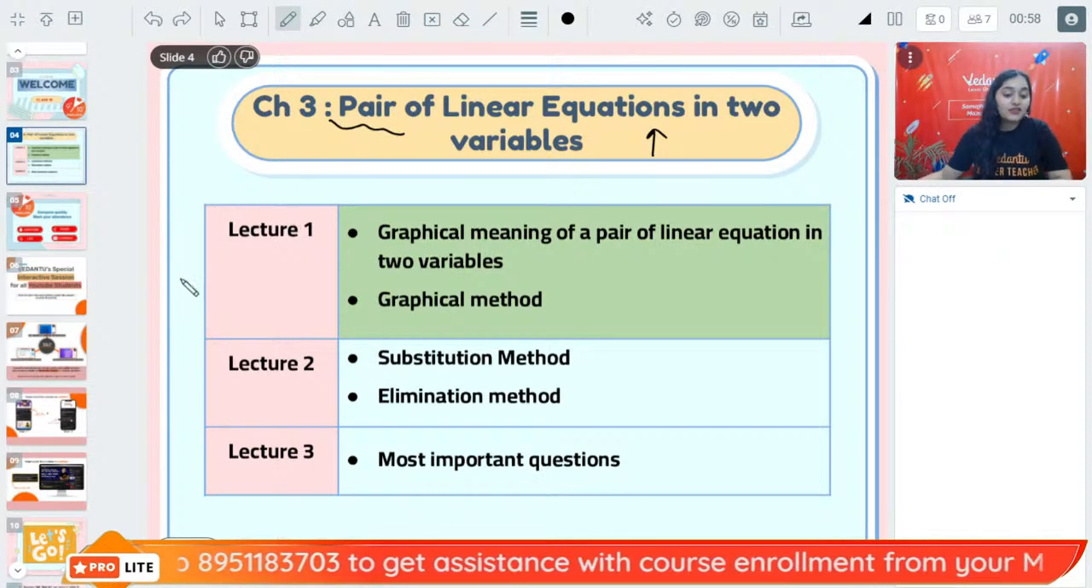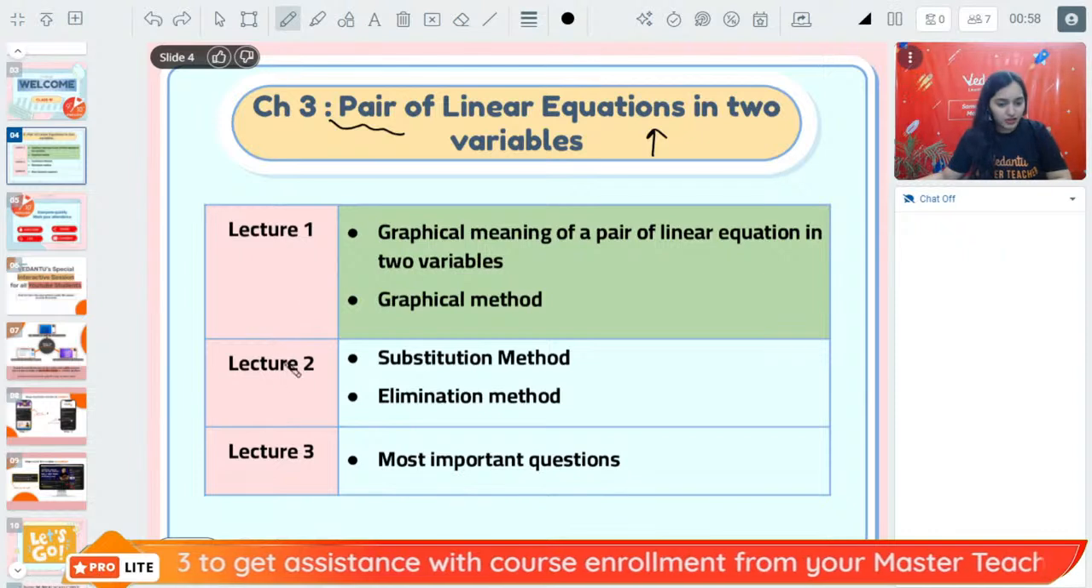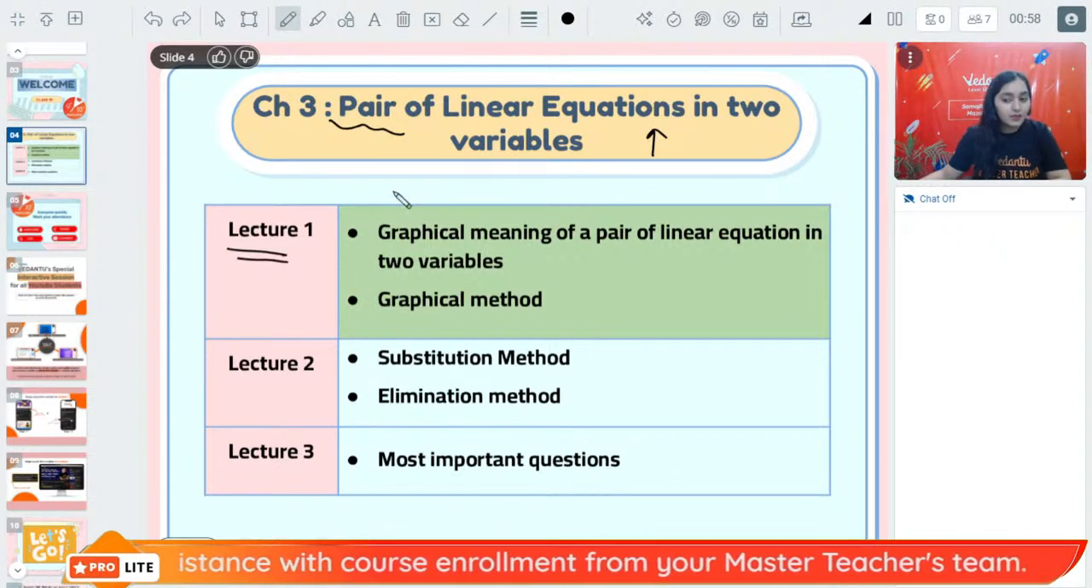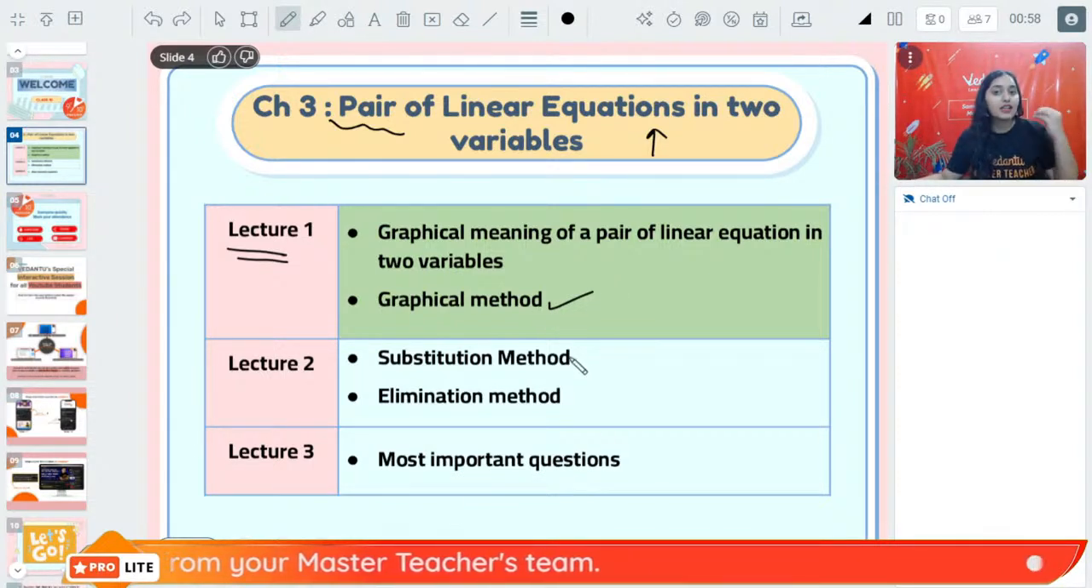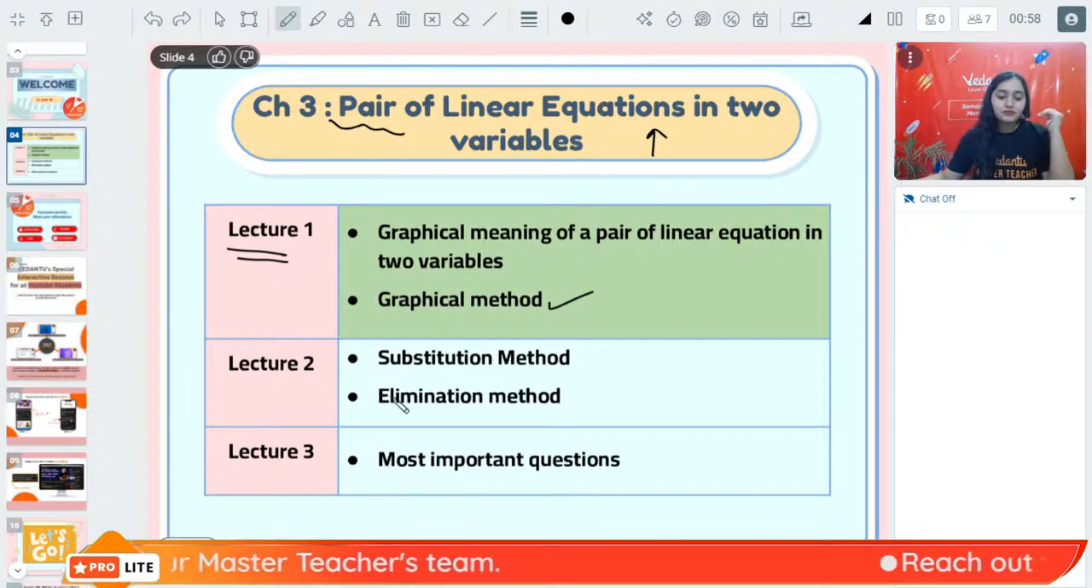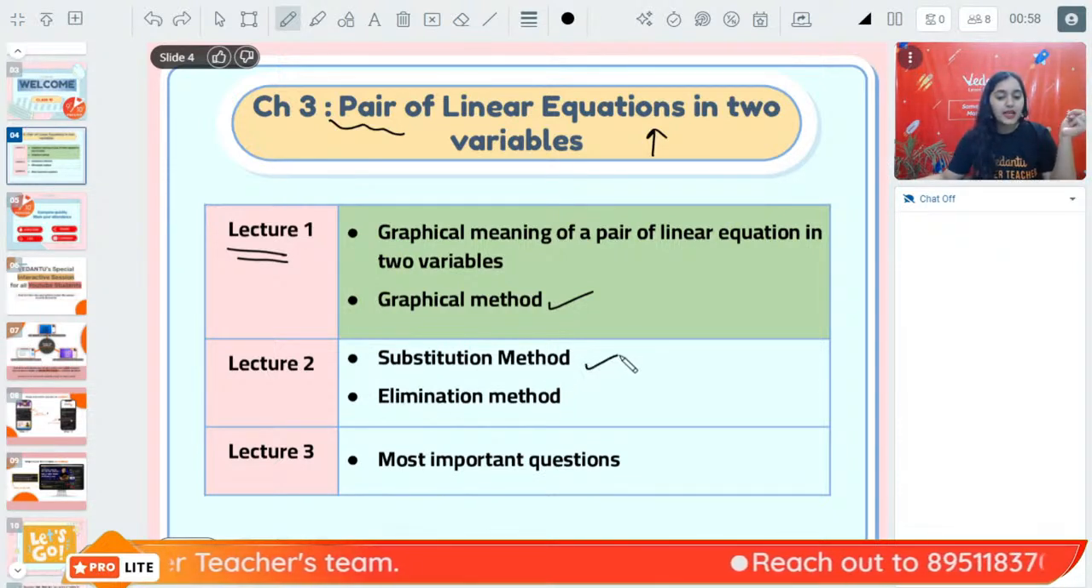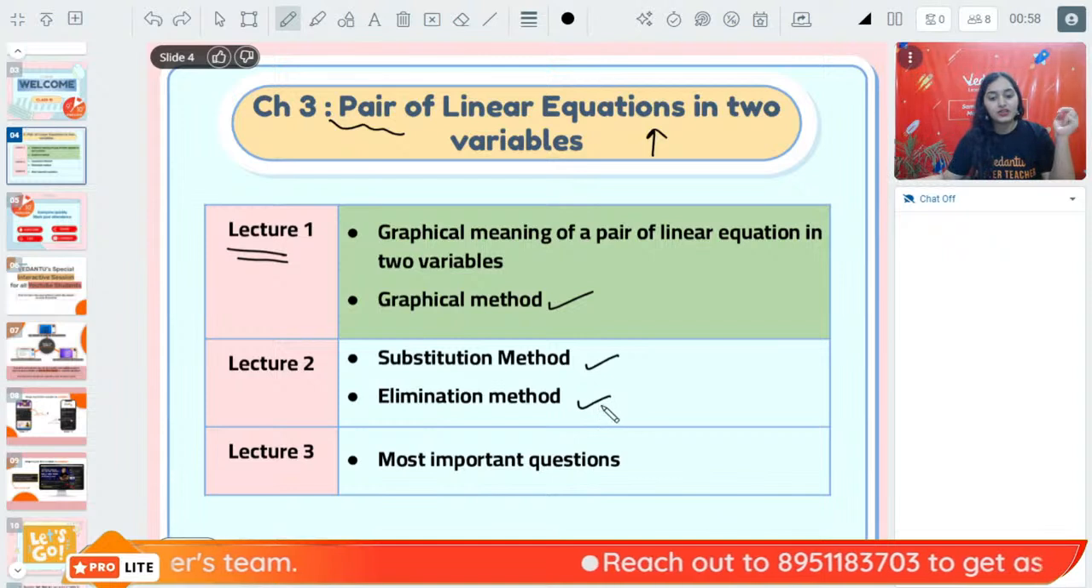So this chapter is divided in just 3 lectures. Today, that is lecture number 1, we will be learning about the graphical method of finding the solution of pairs of linear equations. And in lecture number 2, we will be learning about the substitution method and elimination method.